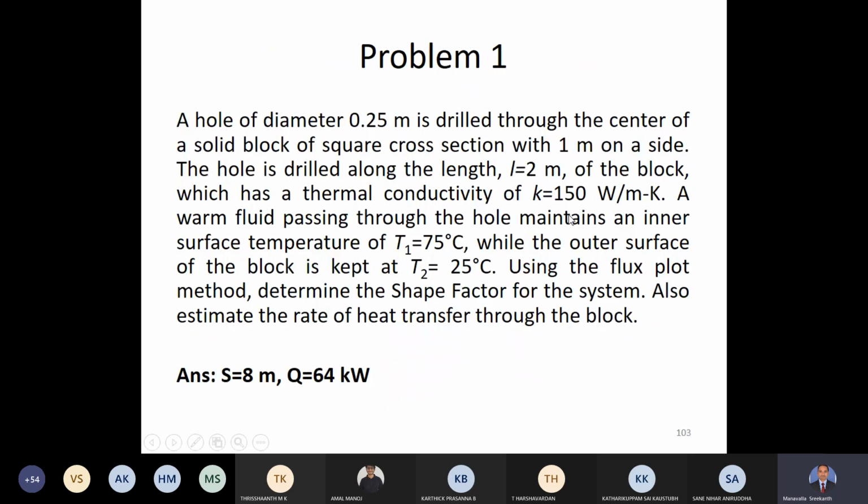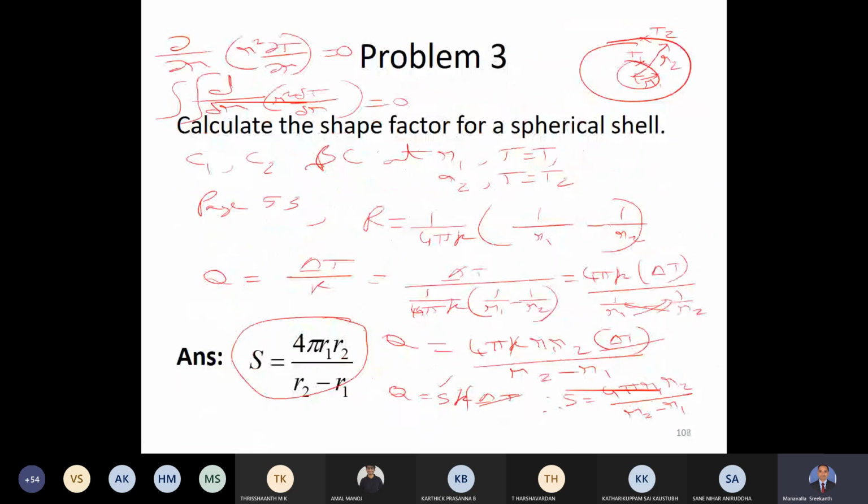Here, I have taken a very simple problem, a problem for which we already have the solution. For the step-by-step solution of this particular problem, refer to the earlier notes. The final result is given in page 53 of the data book. You can see that the resistance is given using Q is equal to delta T by the resistance, and from that formula we can evaluate the value of S. In this way, we come up with shape factors using analytical methods.